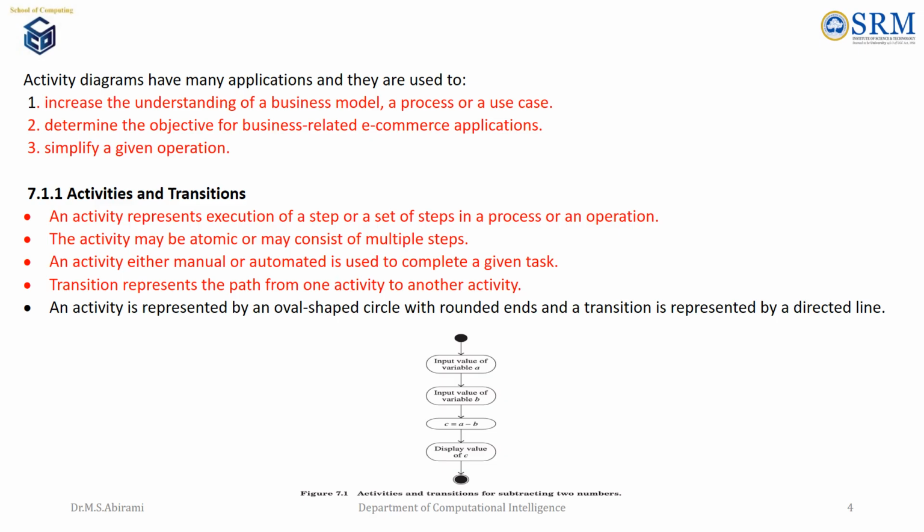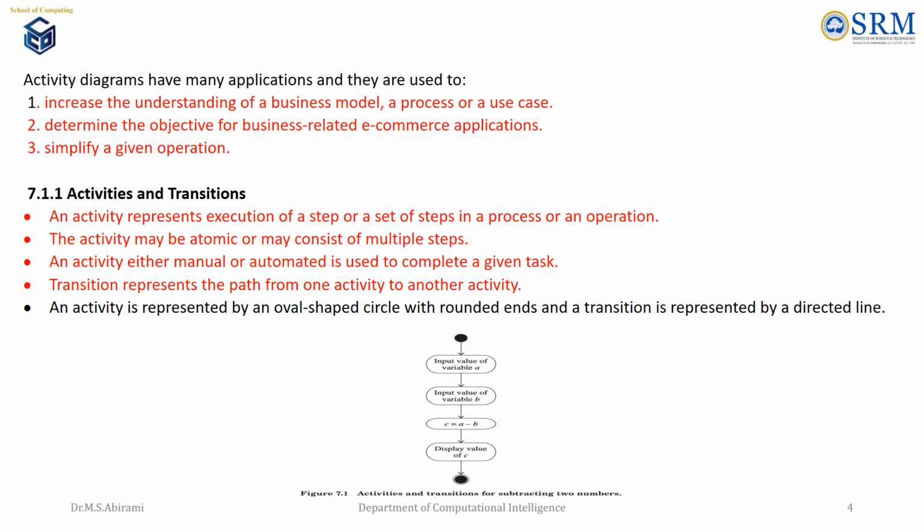Then activities and transitions. An activity represents execution of a step or a set of steps in a process or an operation. The activity may be atomic or may consist of multiple steps. An activity, either manual or automated, is used to complete a given task. Transition represents the path from one activity to another activity.